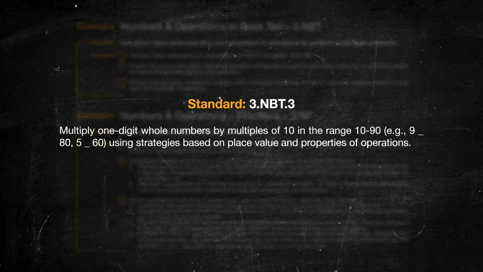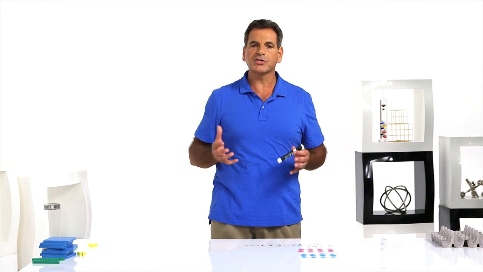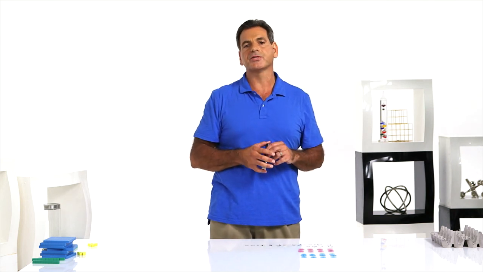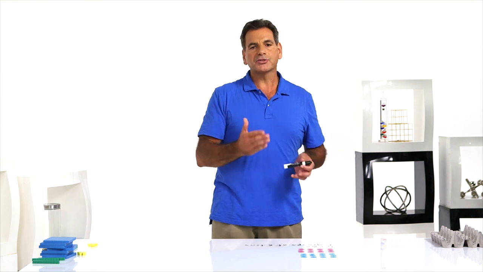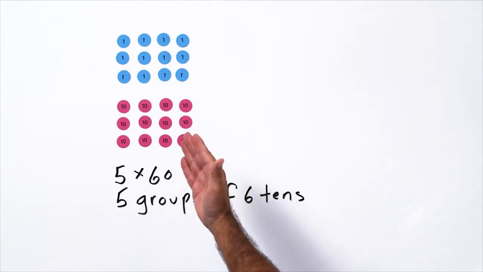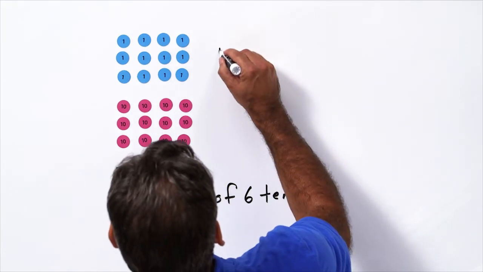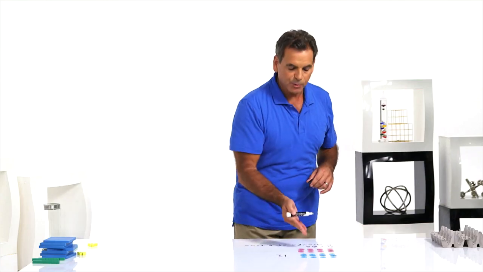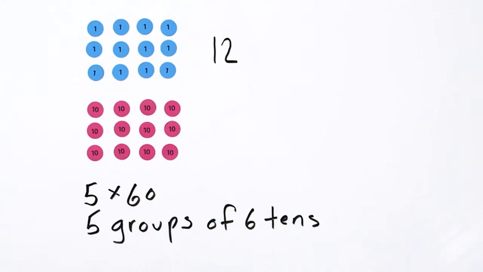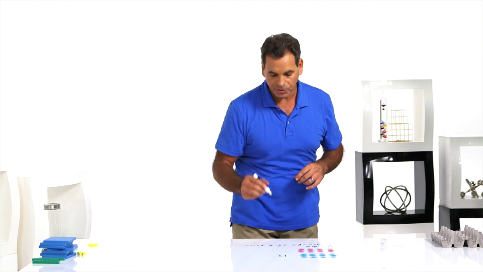Okay, on to Standard 3, NBT 3. We want students to thoroughly understand this standard and not just learn that you multiply the non-zero digits, then add the 0 back. Let's look at it using arrays. Students recognize this as 4 groups of 3 ones, which is 12. Then we can move to this one and see that this is 4 groups of 3 tens, which is 12 tens, which is 120.